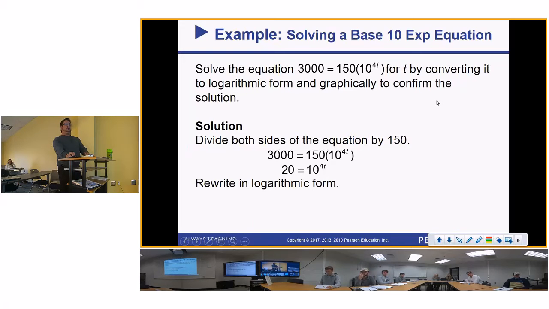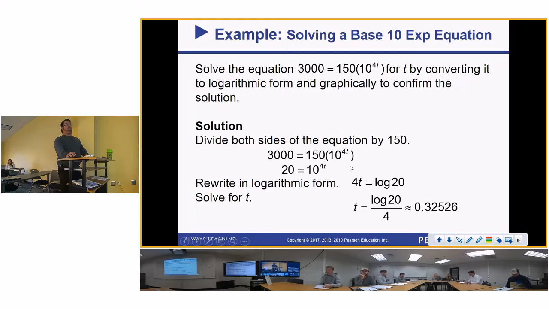It's a miracle. 0.325-ish. Is that a test question? Hell to the yeah. Will you see 5 or 6 of those on the test? Yes.